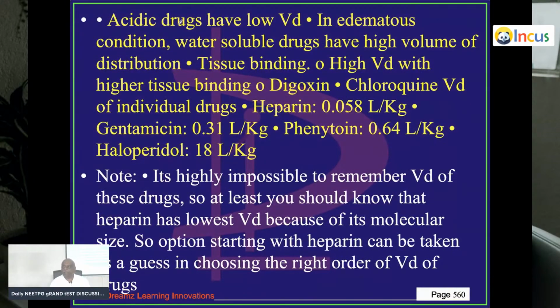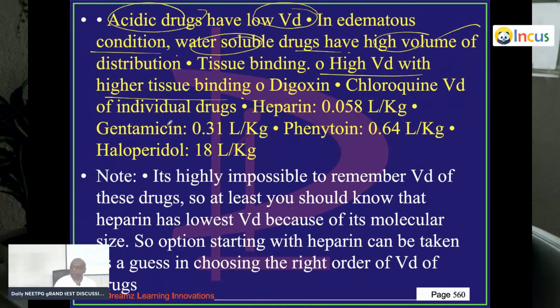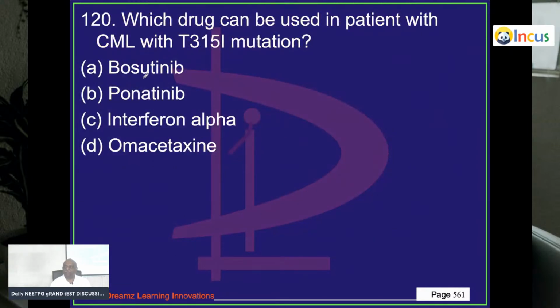Always remember, acidic drugs have low VD. Similarly, in edematous condition, water-soluble drugs will have high VD. High VD is equal to high tissue binding. So digoxin, chloroquine, the VD is decided by their tissue binding ability.